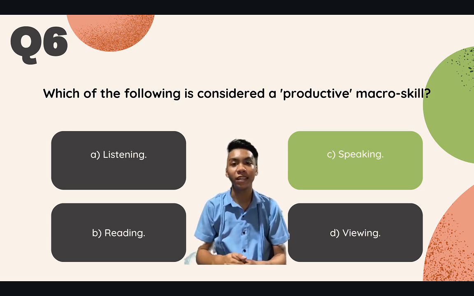However, letter A, listening, is a receptive skill because it involves understanding incoming spoken language, not producing it. Letter B, reading, is a receptive skill because it involves understanding written language, not producing it. And letter D, viewing, is a receptive skill because it involves understanding visual media, not creating it.